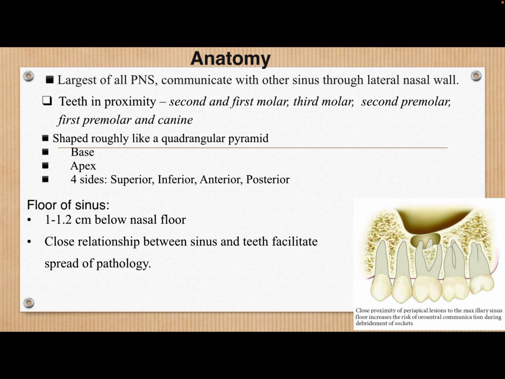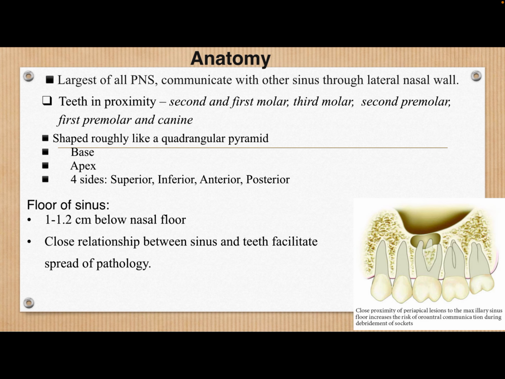And the floor of sinus is just 1 to 1.2 centimeter below the nasal floor. And the shape of maxillary sinus is like a quadrangular pyramid. So it includes a base, apex, and four sides. And the four sides are superior, inferior, anterior, and posterior. As already said, the opening of maxillary sinus is known as ostium.